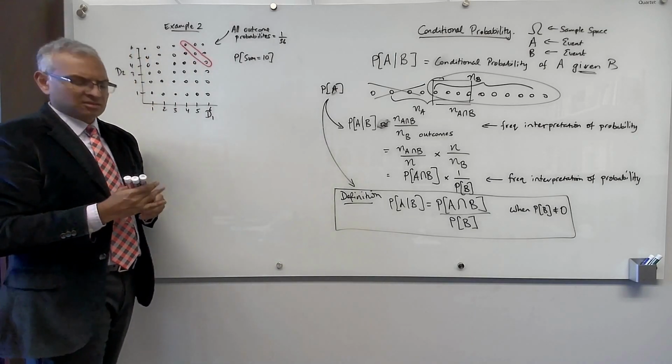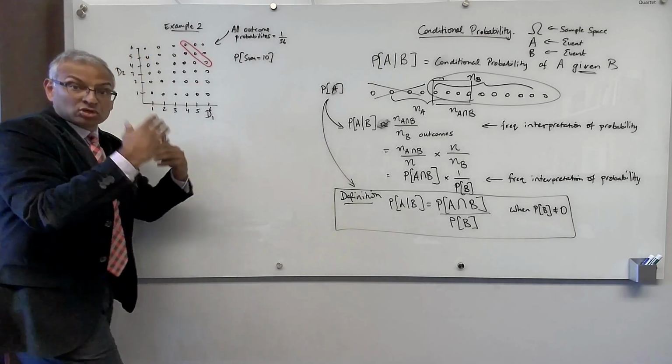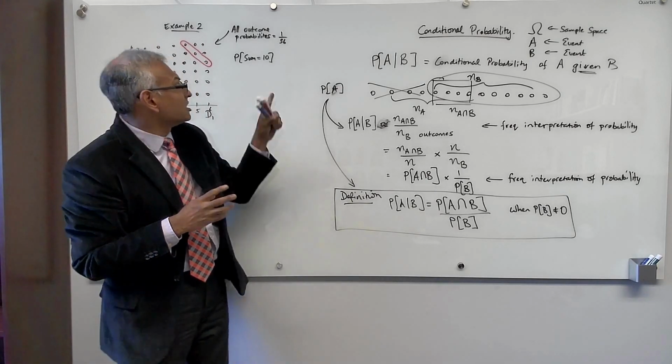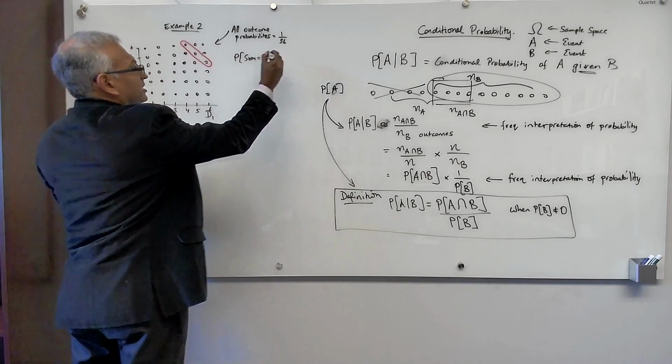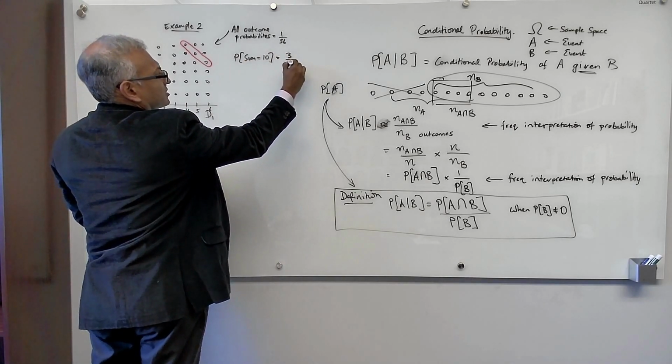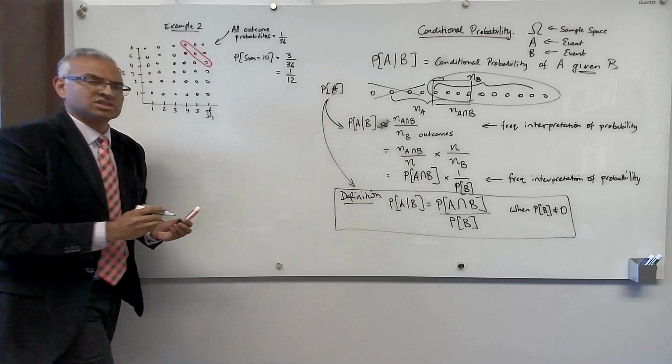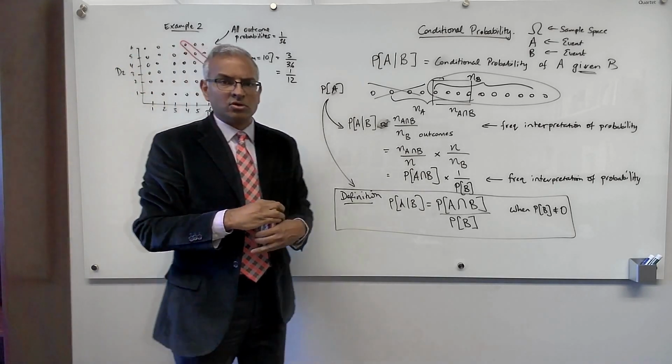So the probability that the sum equals 10 is, because we're in a uniform probability space, just the number of outcomes divided by the size of the sample space. So this probability is just equal to 3 over 36, which is 1 over 12. Okay, the chances are 1 in 12 that you roll a sum of 10.